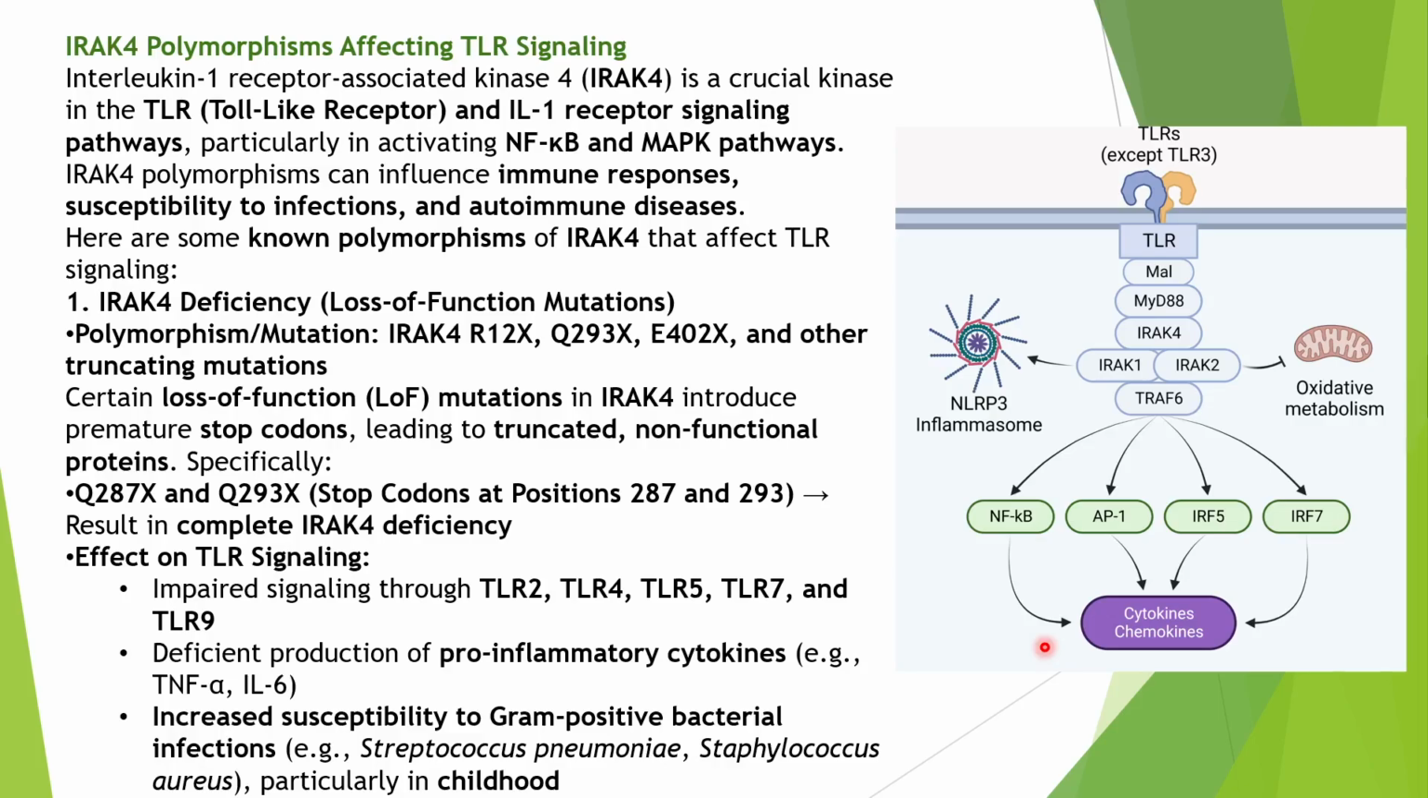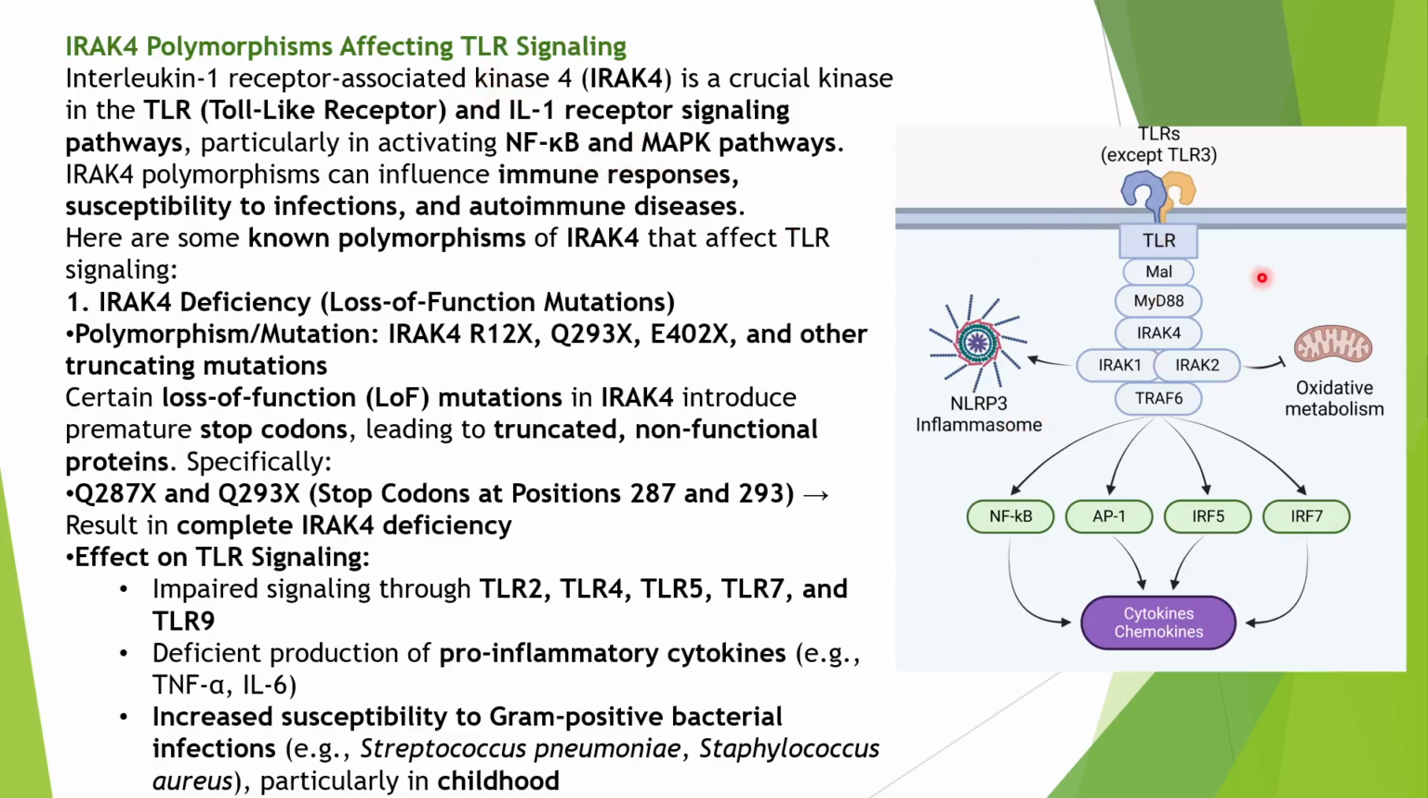Then next is your IRAK4 polymorphisms affecting TLR signaling. IRAK is one of the major kinases present downstream of your TLRs. IRAK is interleukin 1 receptor associated kinase. It is a crucial kinase in the TLR and IL-1 receptor signaling pathways, particularly in activation of NF-kappa B and MAP kinase pathways.